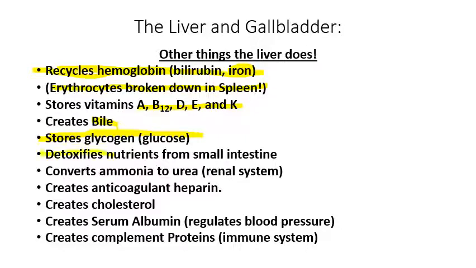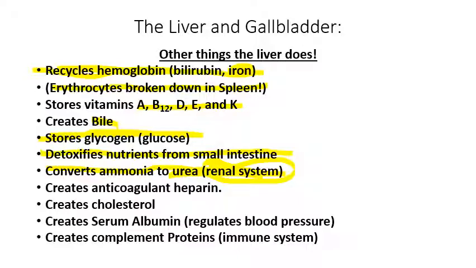The liver also detoxifies all the nutrients that were absorbed by the small intestine. The liver converts ammonia into urea. That is part of the urea cycle, right? And the urea is then filtered out of the blood by the kidneys, the renal system.